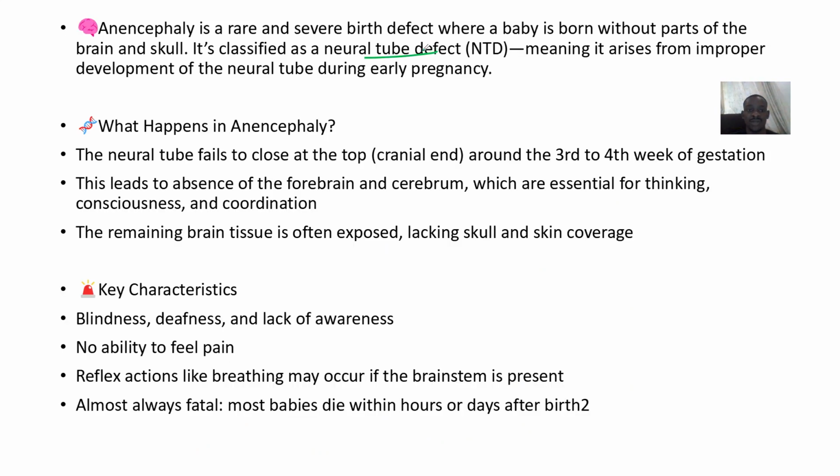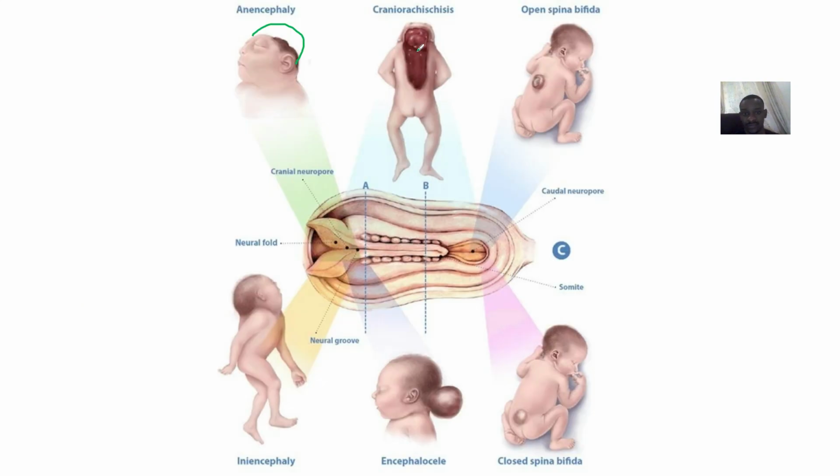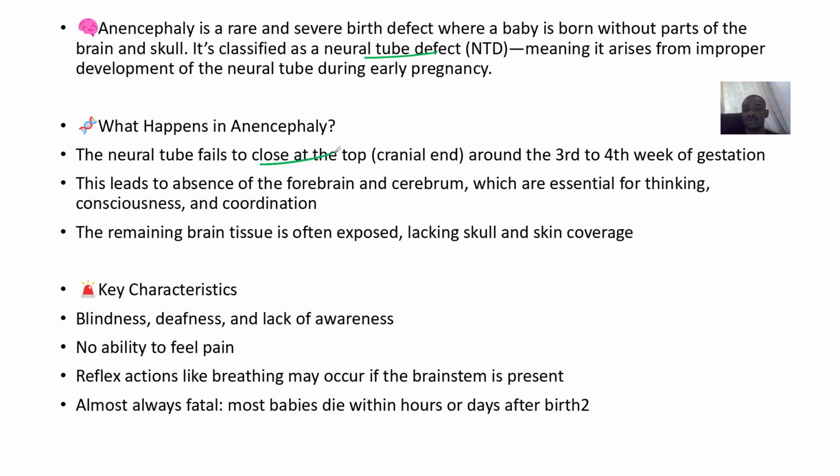Okay, so what happens in anencephaly? The neural tube fails to close at the top. That's the cranial portion of the neural tube. This is around when your baby is in week 3 or week 4 of growing, so it leads to what? Because it fails to close, absence of the forebrain and cerebrum. These are very important parts of the brain; when you talk about neuroanatomy, you talk about the functions of different parts of the brain, and those parts are very important for you to think, for you to be conscious, for you to coordinate.